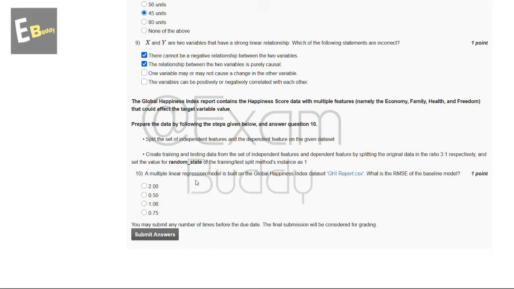A multiple linear regression model is built on the global happiness index dataset GHI report.csv. What is the RMSE of the baseline model? So these are the options and the answer for our 10th question is C, 1.06. Now submit your answer.